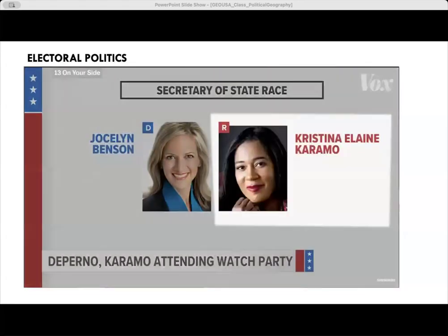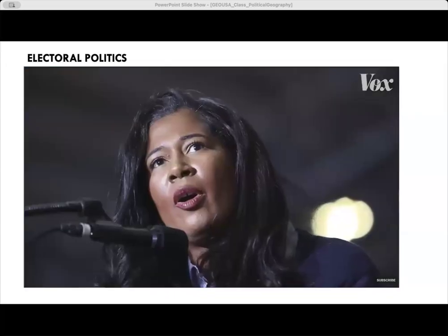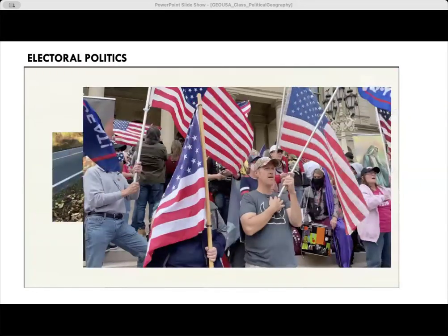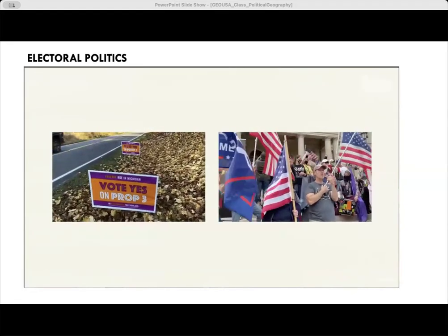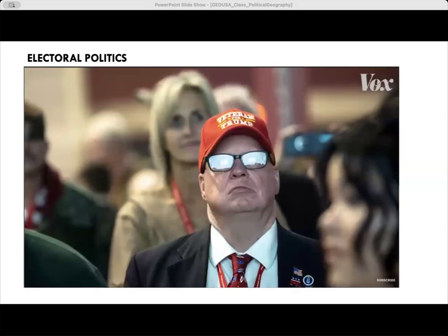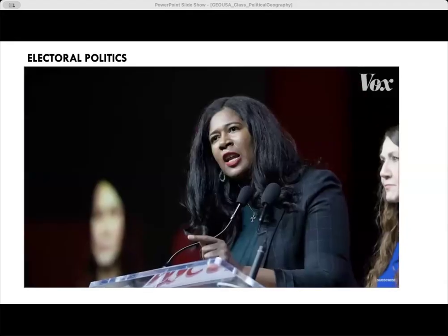And that is Kristina Karamo, the Republican who ran to be in charge of Michigan's elections. Both Dixon and Karamo would lose to Democrats by more than 10 percentage points. One place you could really see the reaction to abortion rights on the ballot and to the Republican focus on election fraud was the Michigan suburbs, which exit polls tell us had historically voted Republican until 2022. And the next year, Michigan Republicans met at their convention and they chose Kristina Karamo as their new party leader.